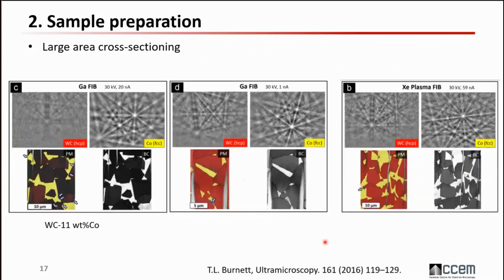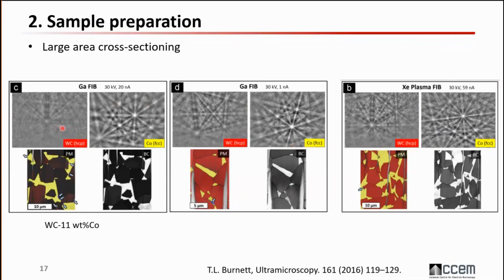I mentioned the ion damage at the very beginning, which is very important if we want to do some EBSD or high resolution TEM, since it's a very surface sensitive experiment. So here is some result from the EBSD. If we look at the gallium FIB, if you do your cross sectioning with a current like 20 nanoampere, you can see the Kikuchi patterns of your HCP phase are getting difficult to interpret.